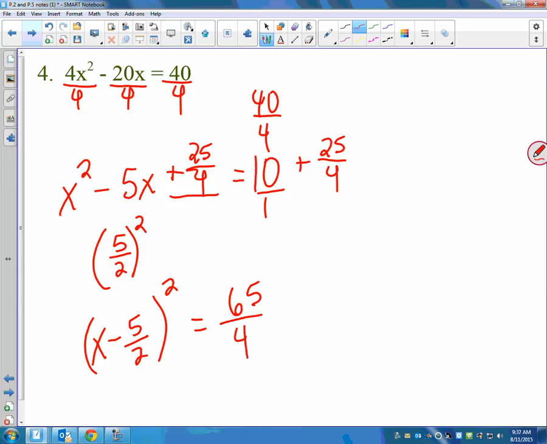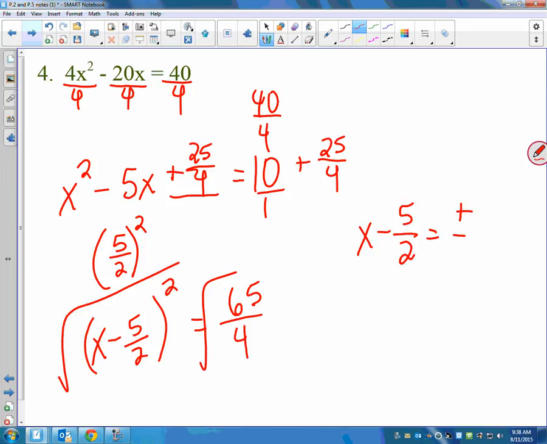Here's another reason I like fractions. I feel like the answer looks so much better when we solve it than with decimals. Decimals under a radical aren't really what we want. It's not really a nice thing to have a decimal under a radical. So if I square root both sides, I'm going to write up here so that'll stay there. I get x minus 5/2 equals plus or minus.